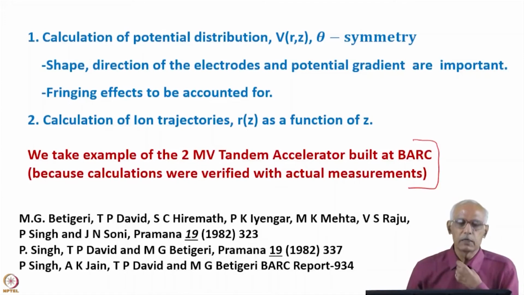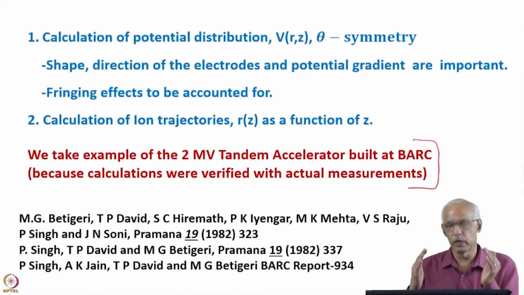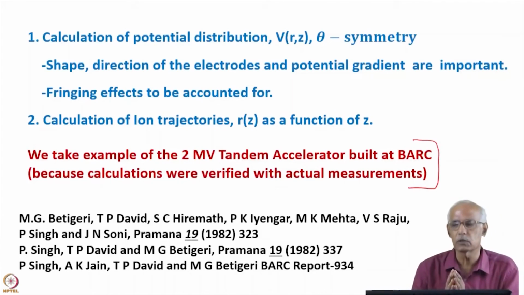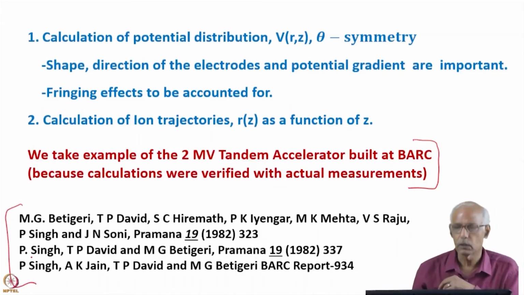Some of the conclusions were that when you do the calculations, you have to take sufficient fringing fields. Calculation of the potential distribution, V, which is now a function of r and z with theta symmetry, depends on the shape of the electrodes, the direction of the electrodes, and the potential gradient; all are important. Fringing effects have to be accounted for, otherwise you will not get the correct results, and that is what we found. If anybody is interested in more details, they can see these references.